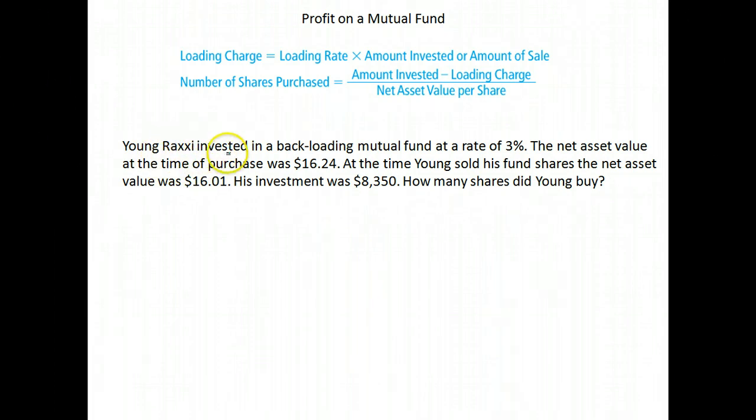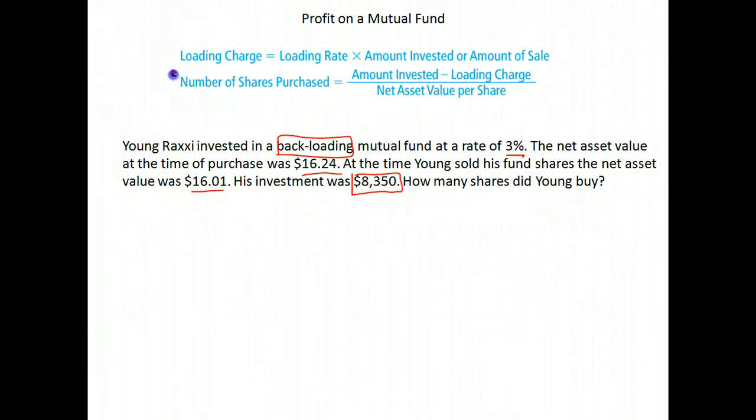It says young Roxy invested in a backloading. So this is very important: front loading and backloading is very important. A backloading mutual fund at 3%. The net asset value at his time of purchase was $16.24. At the time he sold his fund, the asset value was $16.01. His investment was $8,350. How many shares did he buy?